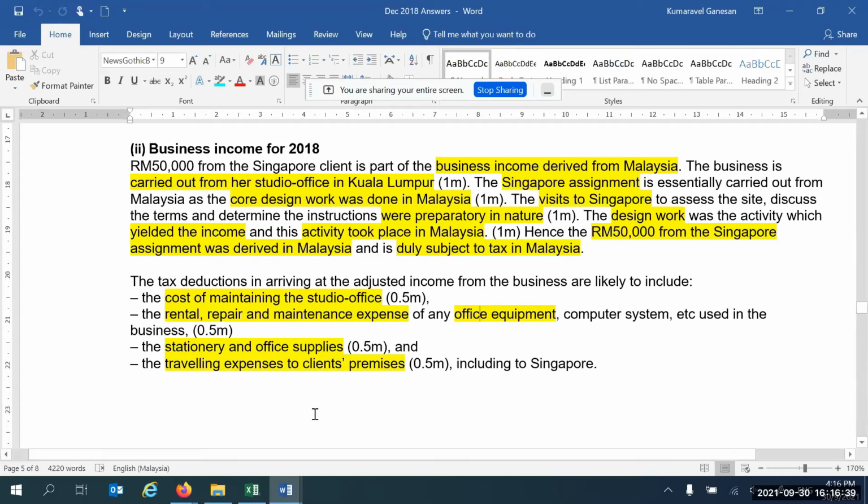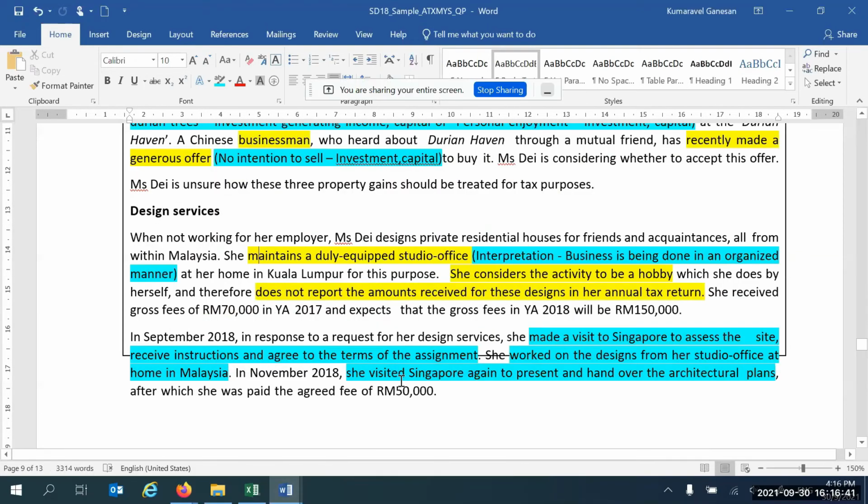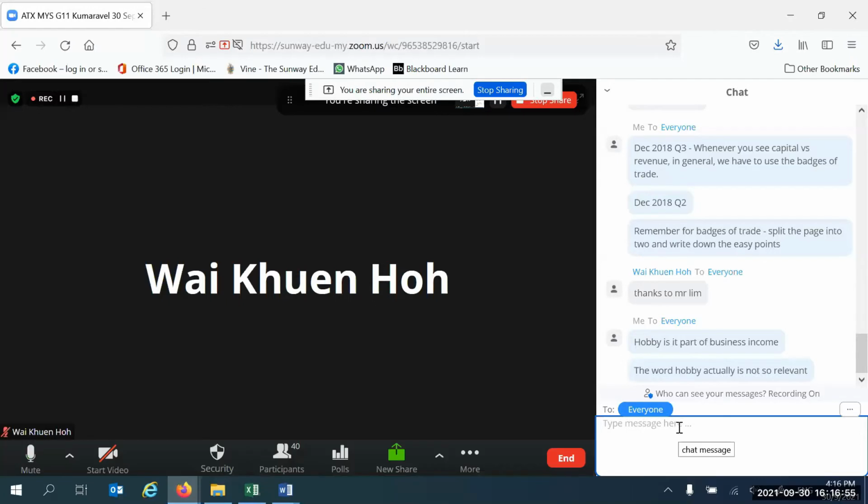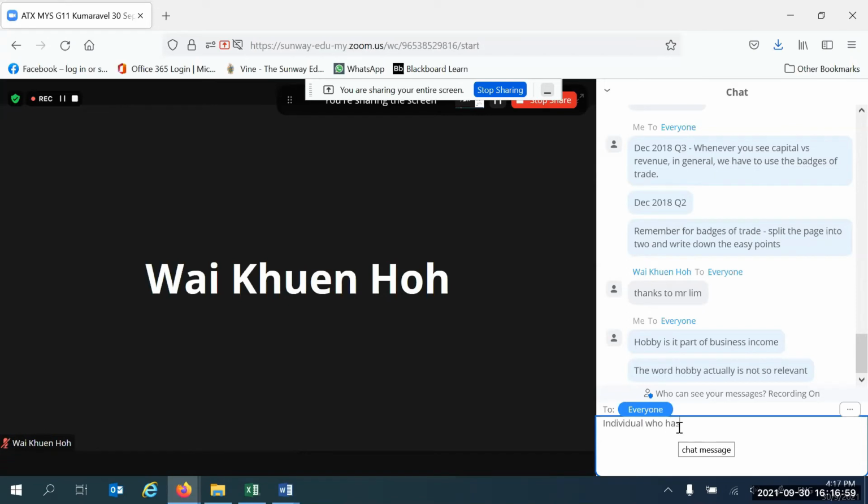Okay, now the final one. This one you have not learned yet in ATX, but you have learned in TX. Most of y'all would have forgotten. Okay, first step. Individual who has business income, right? You have learned this in the lower level. So when I come to the tax admin chapter, I'll tell you everything in the lower level is important. I'll give you some summarized notes.